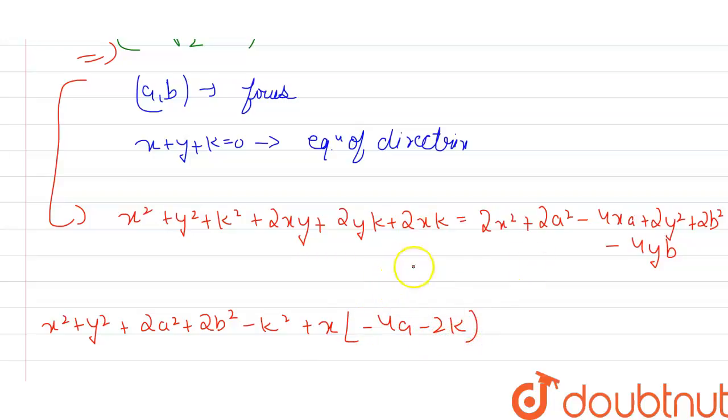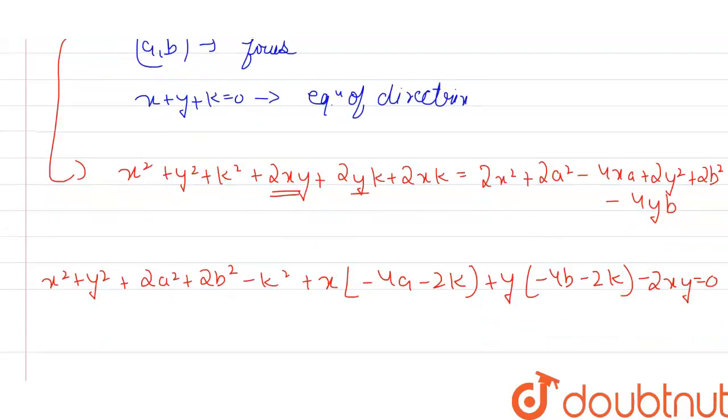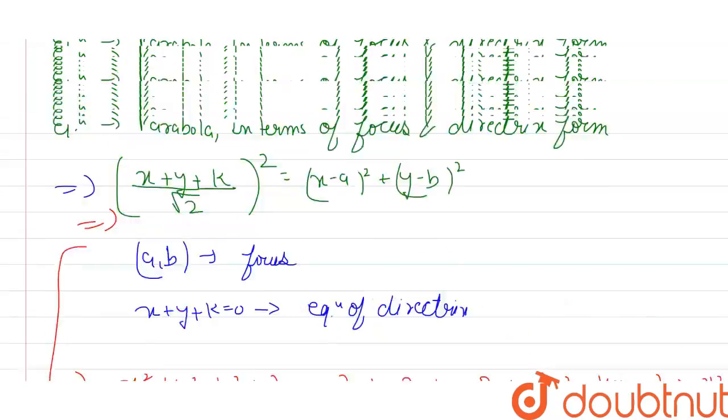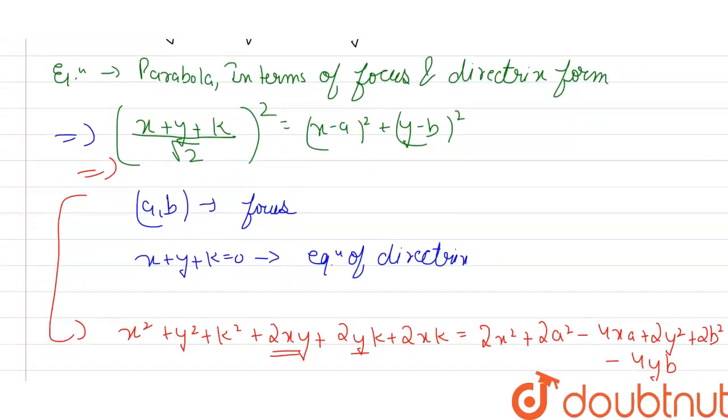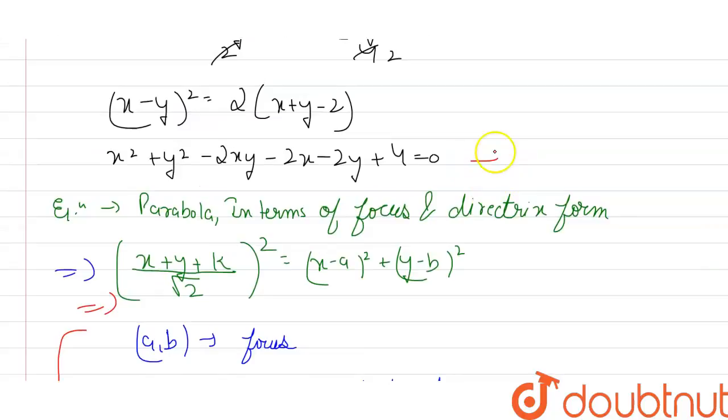Now we are left with the coefficients of y, so this will be minus 4b and minus 2k. And anything left? Exactly, 2xy is left, so I can also write minus 2xy equals 0. Okay guys, now you can compare these two equations, here equation number 1.